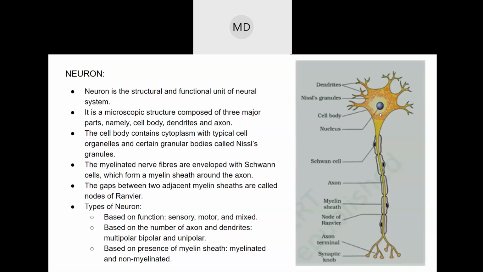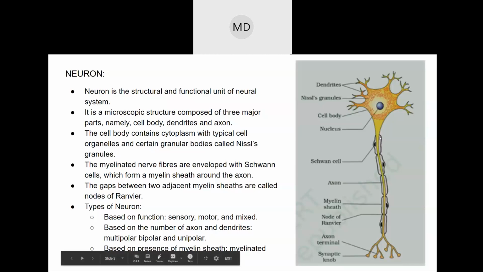But neurons are of different types, many types. Based on whether the myelin sheath is present or not, neurons are of two types. The diagram here is a myelinated neuron because the myelin sheath is present. But for some neurons, the myelin sheath is not present. Those neurons are known as non-myelinated or unmyelinated neurons. Here you can see the last one written.